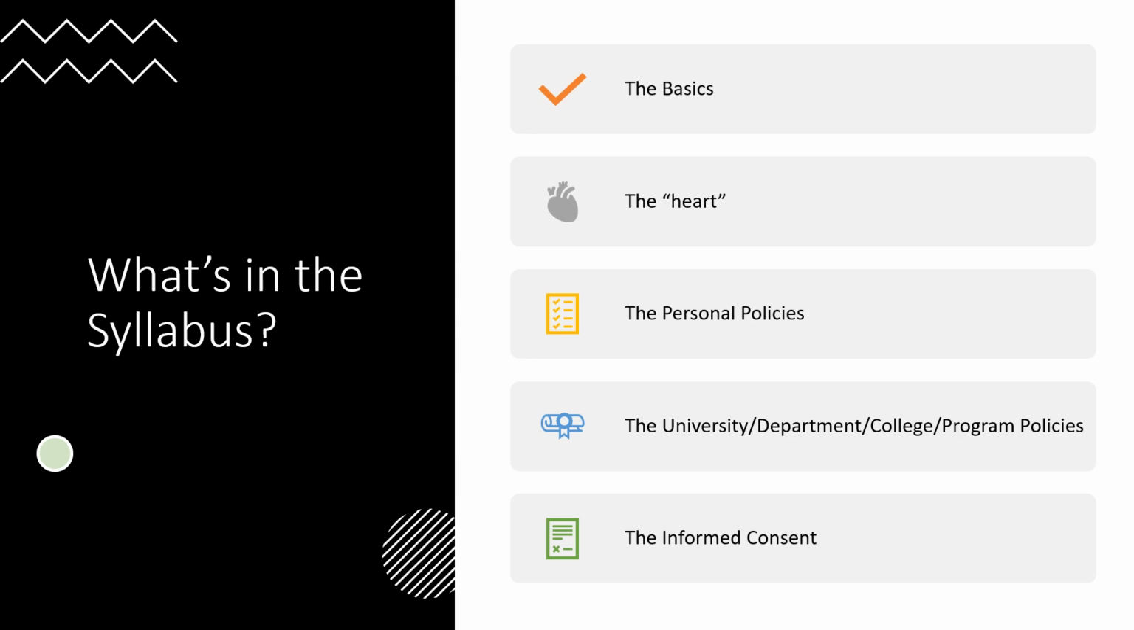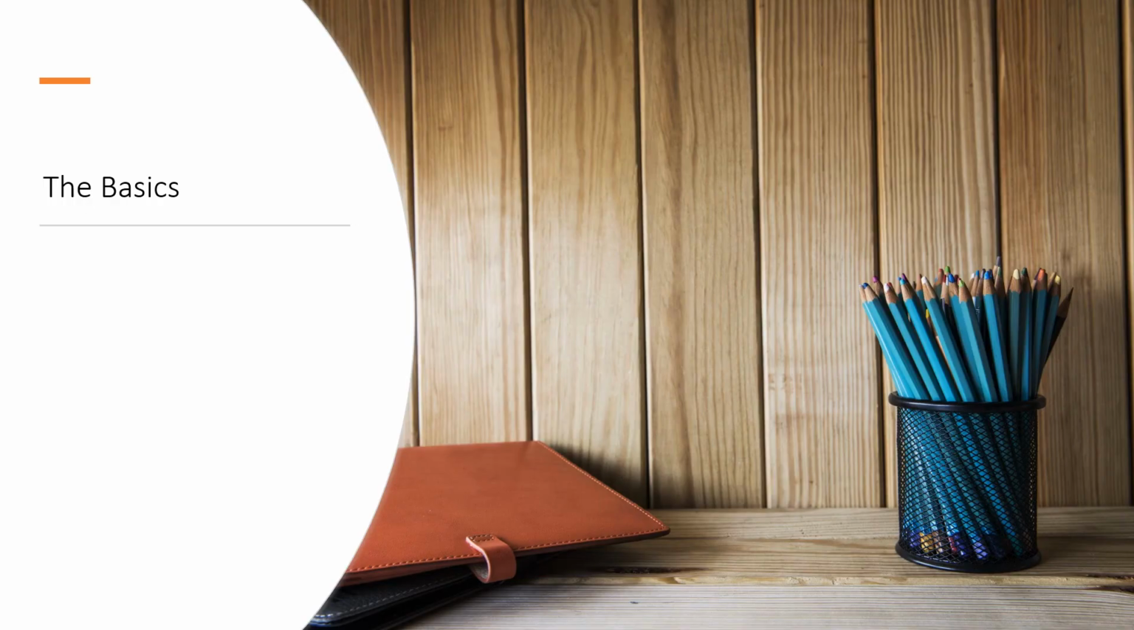There's a section on personal policies. So these are policies specific to my course and specific to me as an instructor. Then there's a whole list of department, college, program policies in the syllabus as well. And then finally, the informed consent form. I'm going to go through some of these in greater depth, all of them, but some of them in greater depth here with you as we move through this. Let's start with the basics.